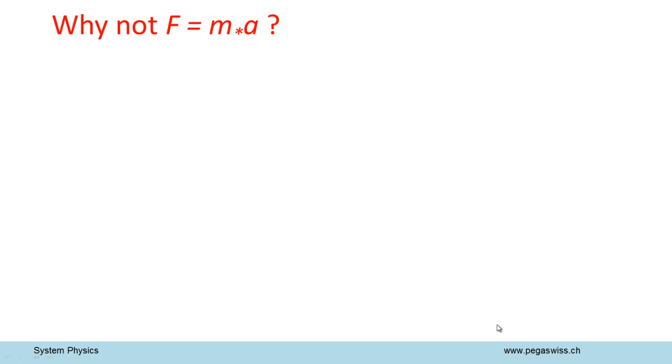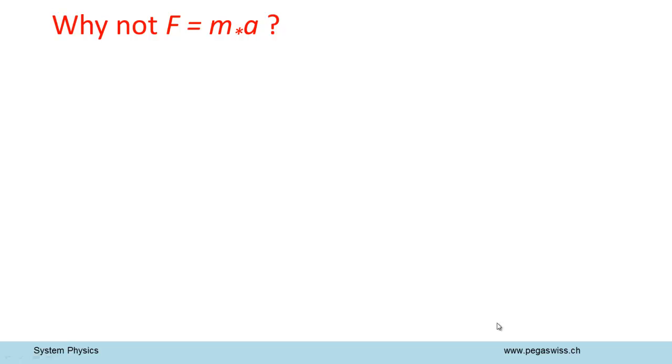A question that has been asked again and again in recent years is why, in systems physics, we do not start with Newton's second law like everybody else. This law states that a force causes acceleration. The corresponding formula is F equals m times a.